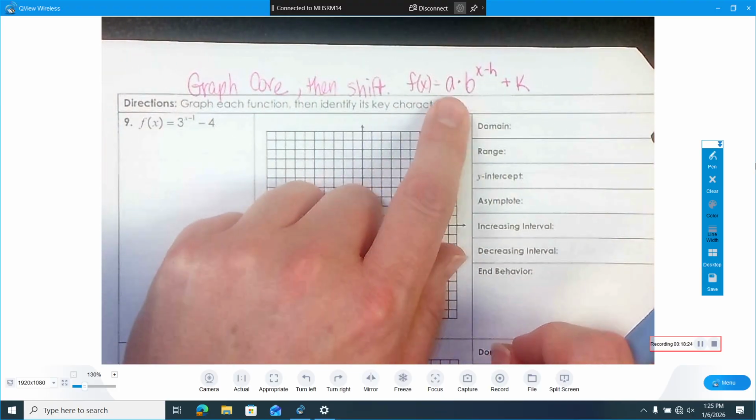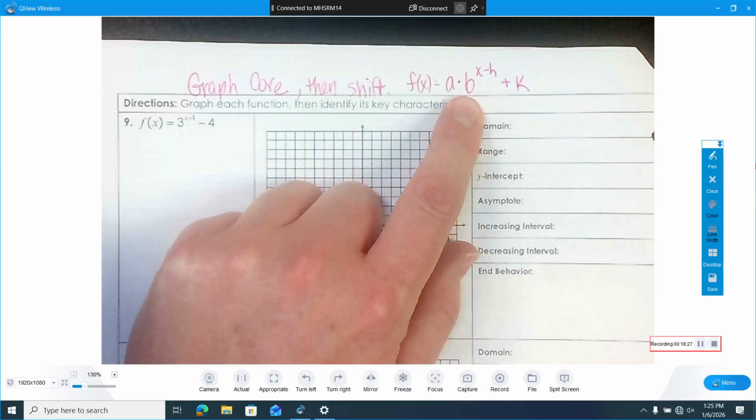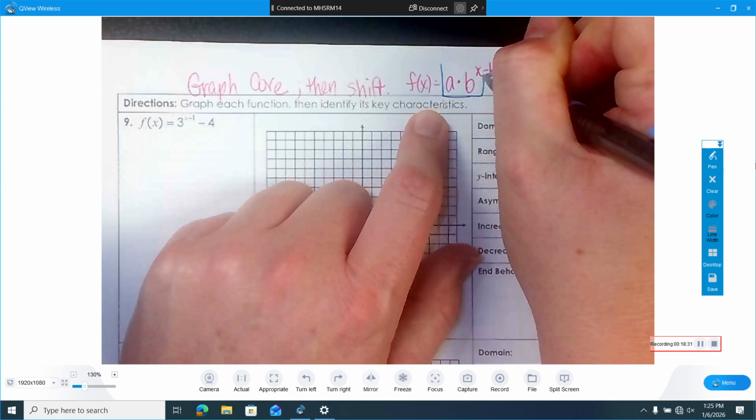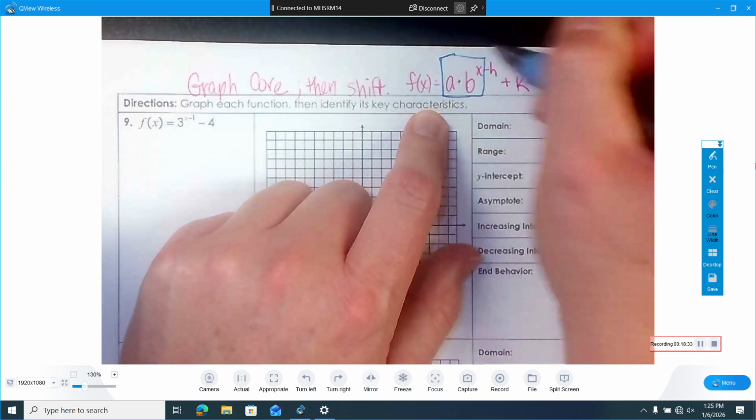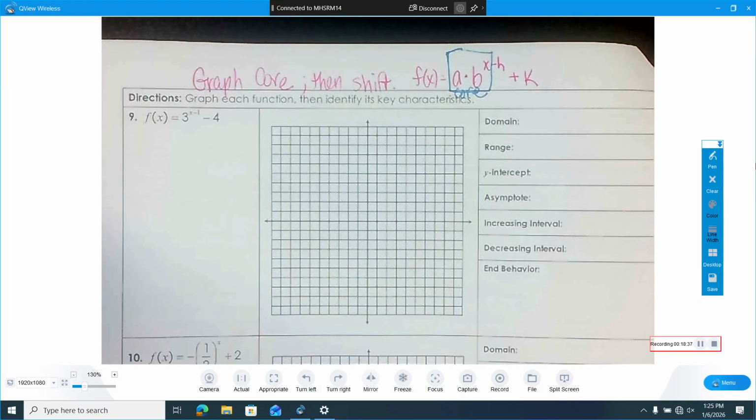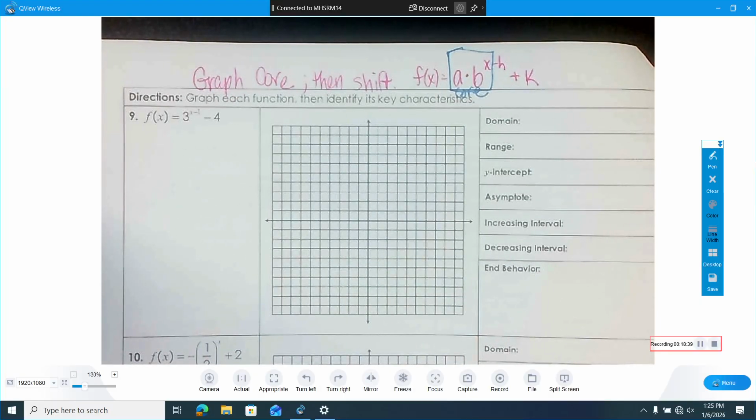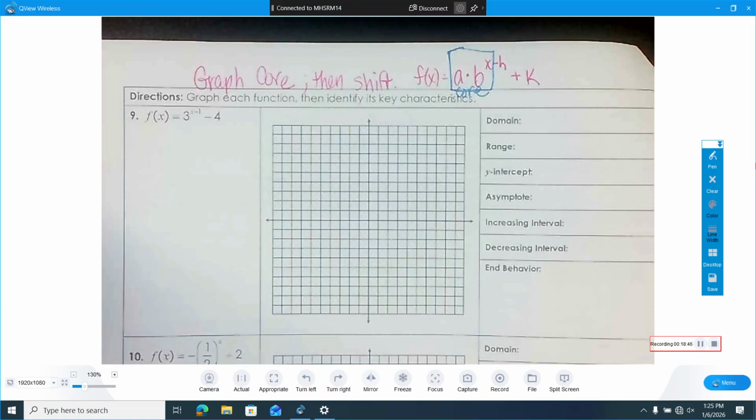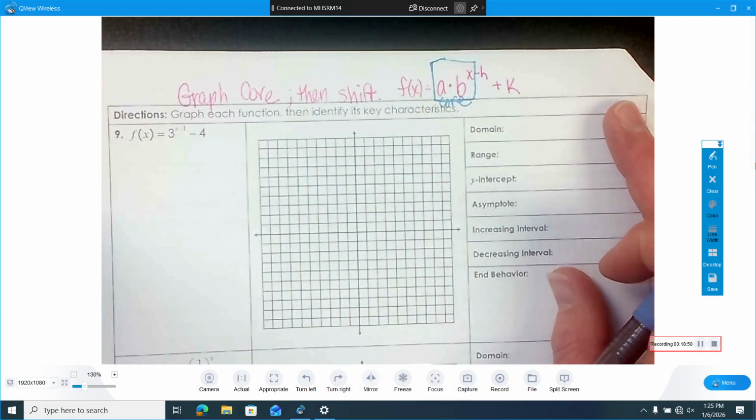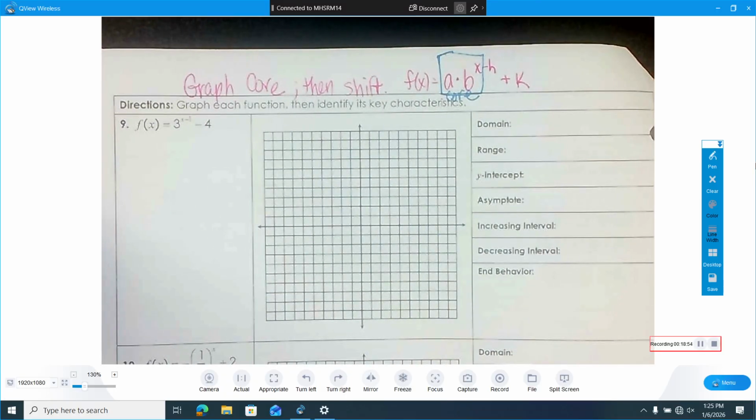So f of x equals a times b to the x minus h plus k. Right here, the a times b to the x, this is what I call the core function. We're going to create a real simple table of values for that core function, real easy to do, and then it gets shifted h units left or right and k units up or down. All right, so it's real easy to see.